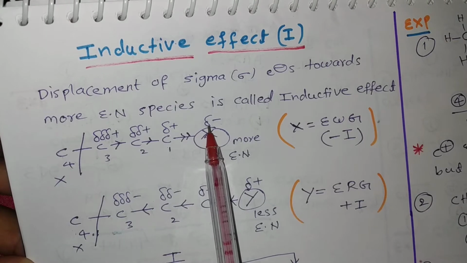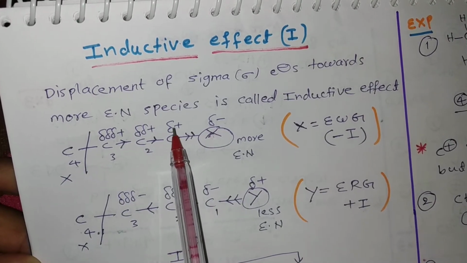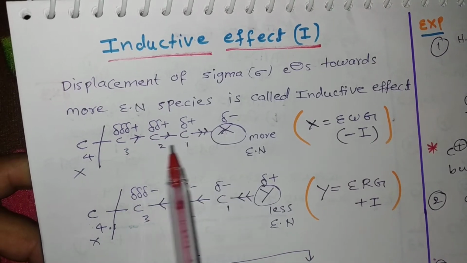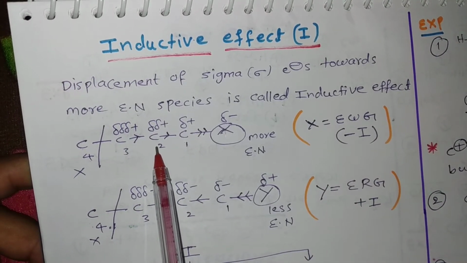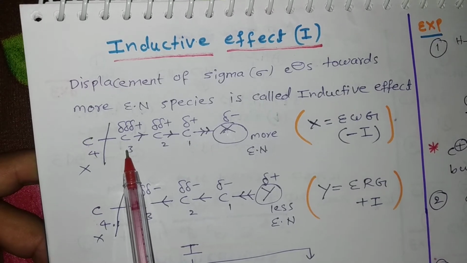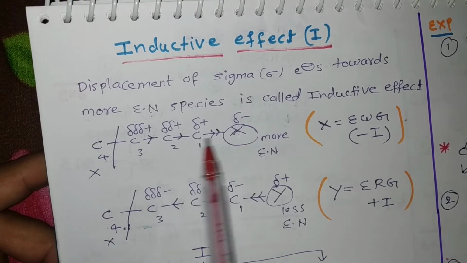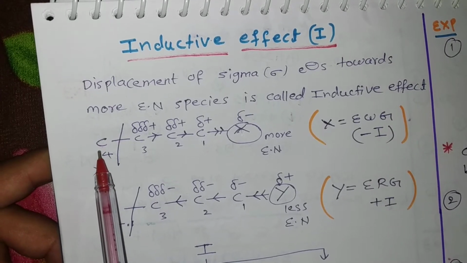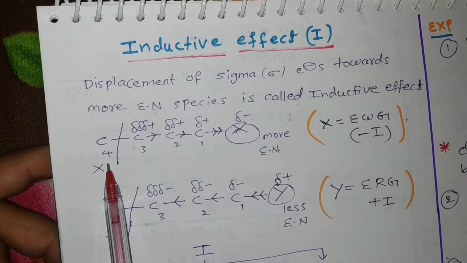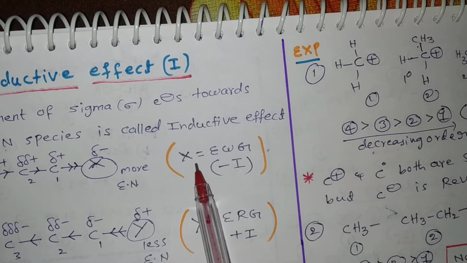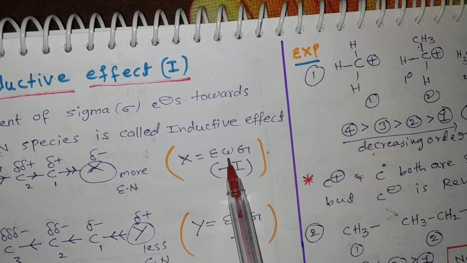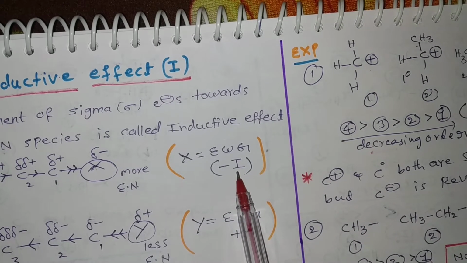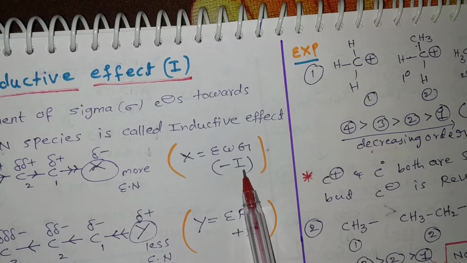Then X has a partial negative charge and carbon has a partial positive charge. Now this effect gradually decreases on the second carbon and third carbon, and is neglected after the third carbon, meaning this effect is not on the fourth carbon. Here X is an electron withdrawing group. It is the negative inductive effect, represented by minus I.